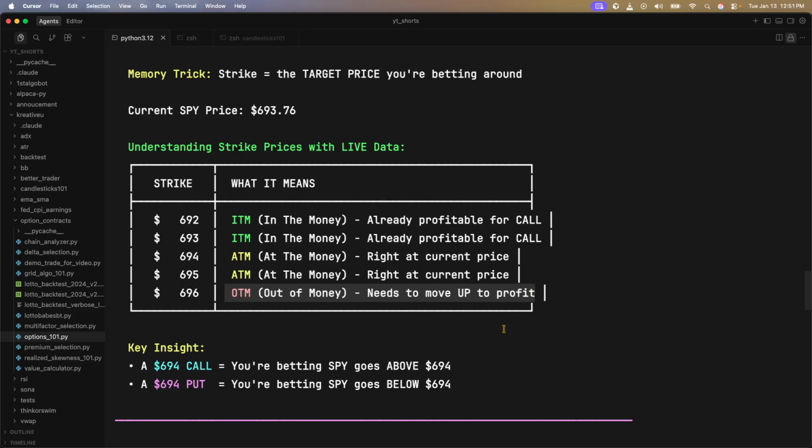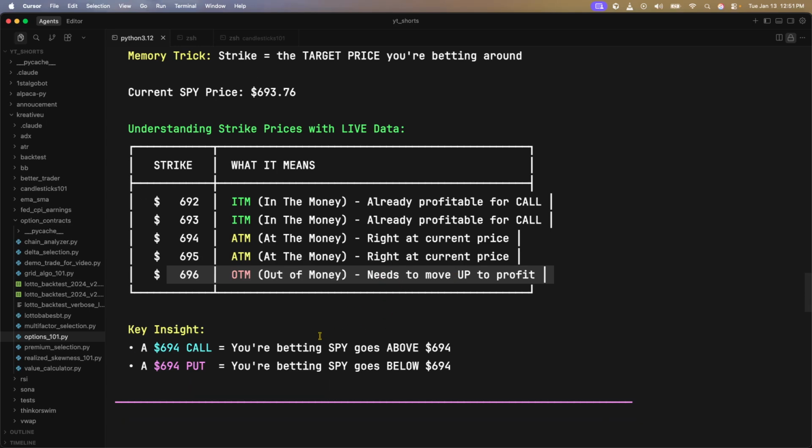We're going to need a lot of movement in order to profit if we're catching OTMs. OTMs are also called lottery tickets. The reason is they're super cheap to get into, but if it does work your way, you're printing money, right? So key insight: for a SPY contract of 694, if we're getting a call contract for 694, we're betting that SPY goes above 694.